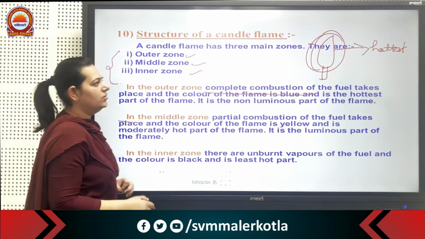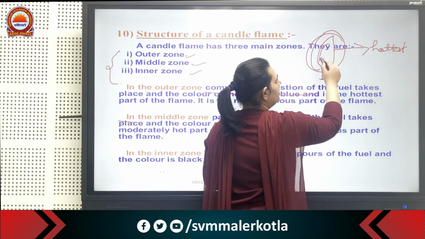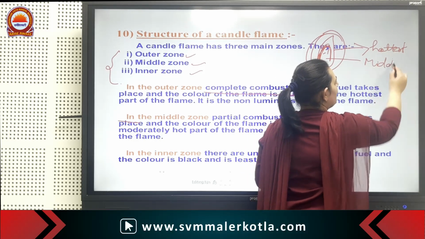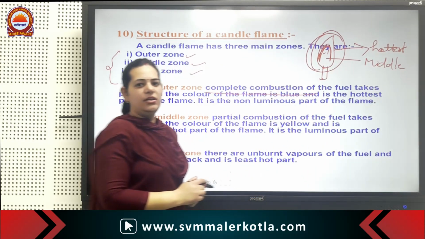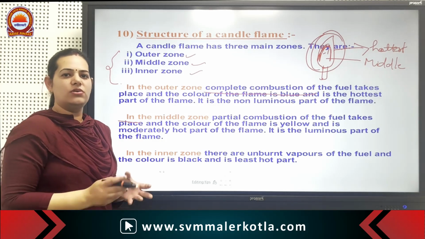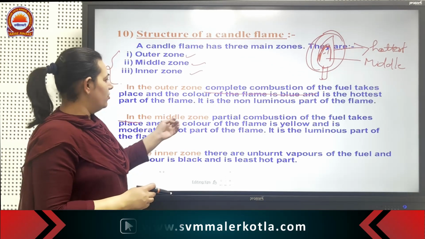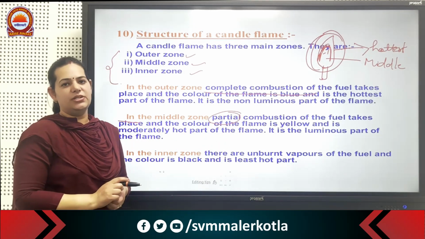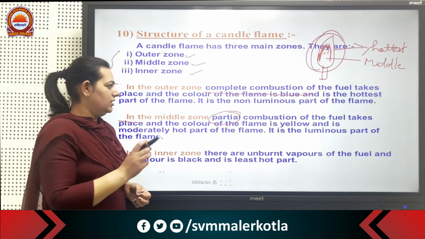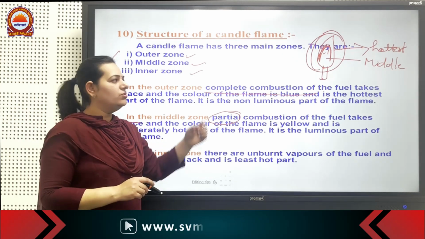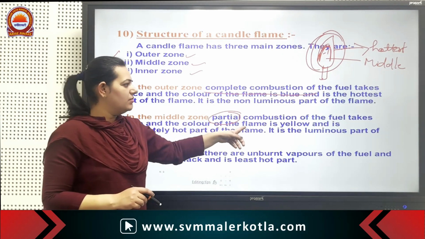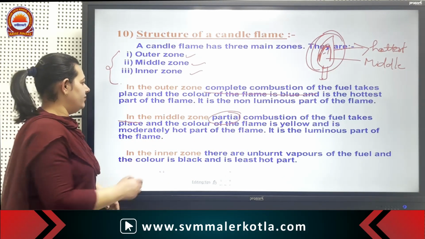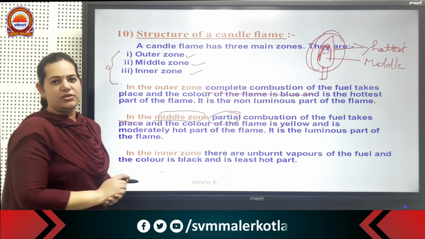Next is the middle zone. Next to the outer zone, this part is called the middle zone, and it is moderately hot. It is not so hot, nor is it the least hot. Why is it moderately hot? Because partial combustion takes place. A smaller amount of oxygen is supplied to that area, and due to the partial combustion of the fuel, this zone is moderately hot.